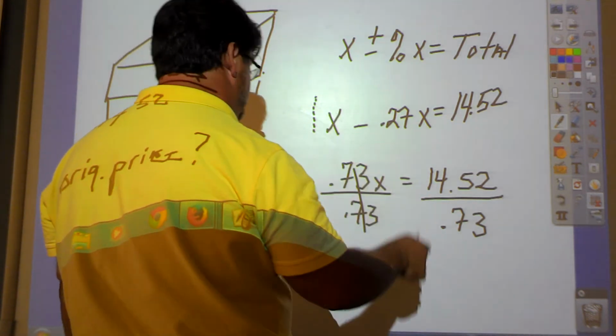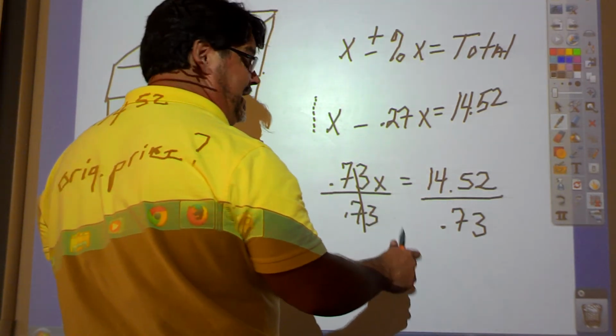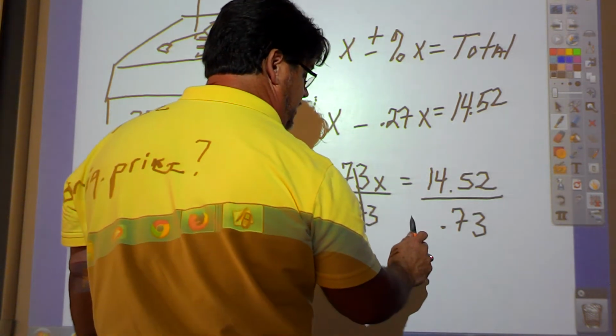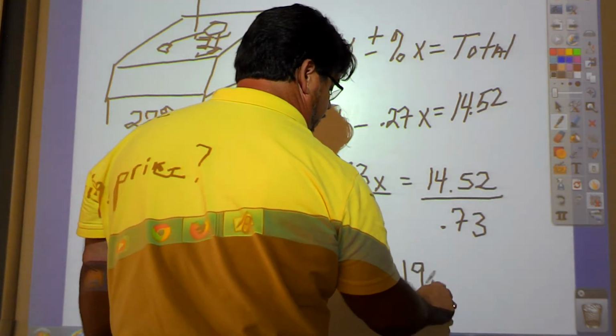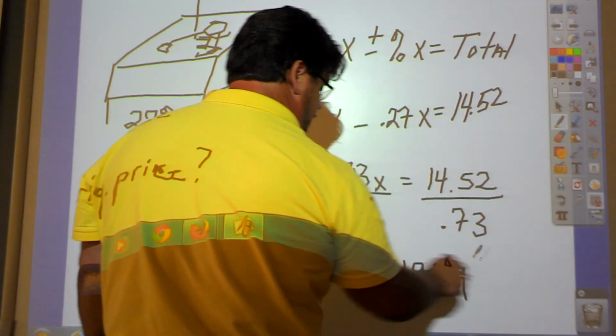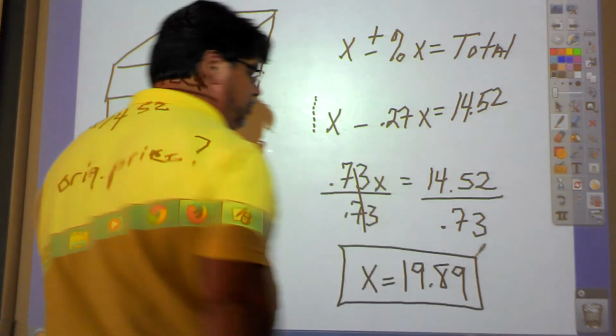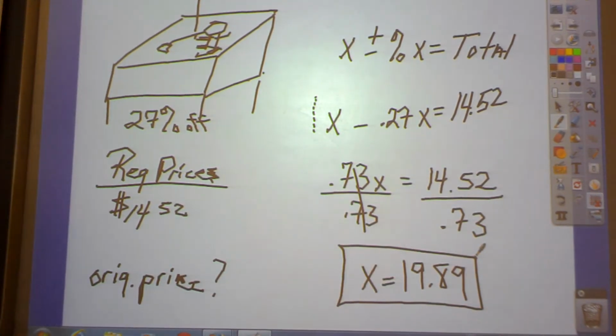How much? 19.89. Is that what you said? So the price of the teddy bear, or whatever it was, the original price on the tag was $19.89.